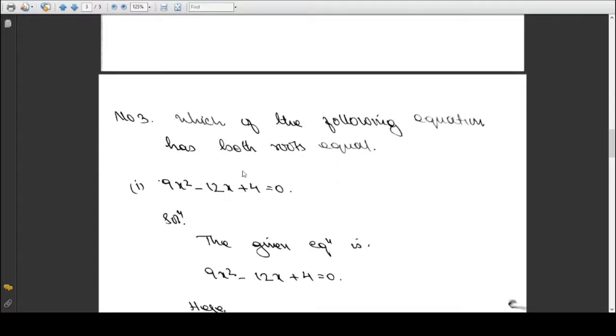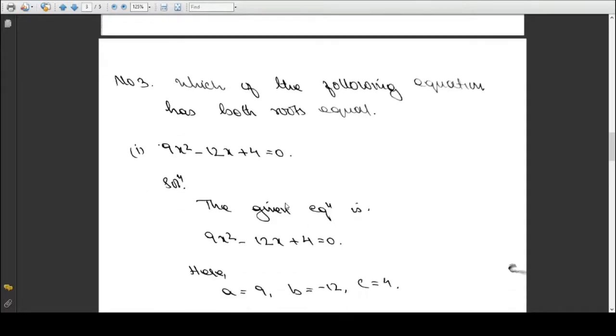Okay, now the next one: which of the following has both roots equal? Actually this question should come as a multiple choice question. You would just do it as rough work, and then from there you can choose number 1, number 2 or number 3, whichever one has both roots equal. That means you have to find out the discriminant. If the discriminant is 0, that means they will have both roots equal. But here it is given as a problem, therefore you have to solve it for finding out the discriminant, the same thing as what we have done earlier.